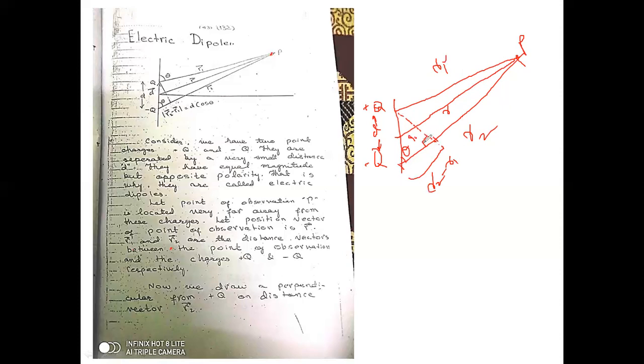So according to this right angle triangle, this will be the perpendicular, this will be the base, and d will be the hypotenuse. Okay, so now we come to our theory portion.